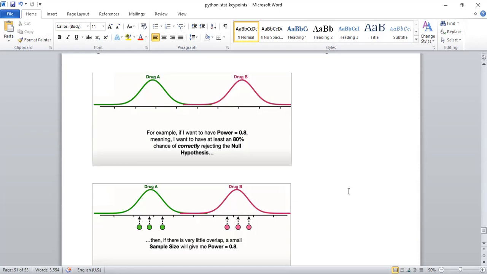Okay. So look, if I want to have power 0.8, I believe drug A and drug B have the same kind of efficacy. This is my null hypothesis. And no, drug A and drug B do not have the same kind of efficacy. Drug B may be greater than drug A, or drug A may be greater than drug B. That is, the efficacy of drug A is not equal to the efficacy of drug B. So that is my alternative hypothesis.